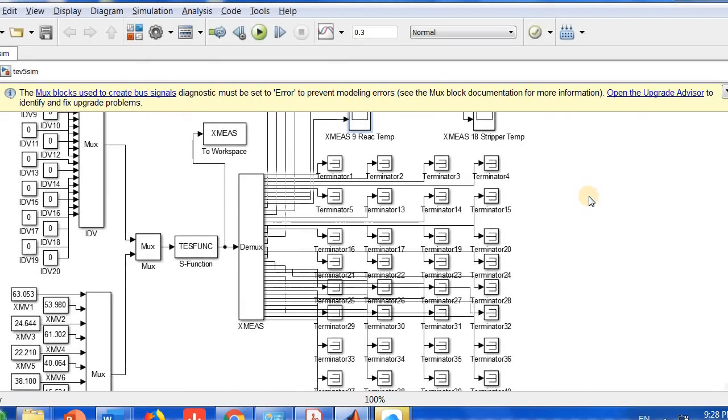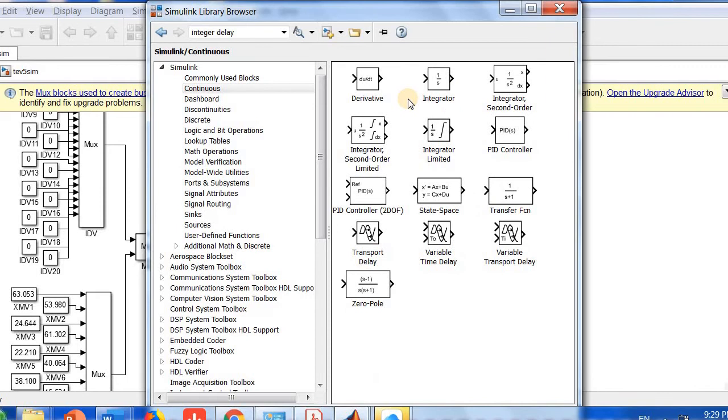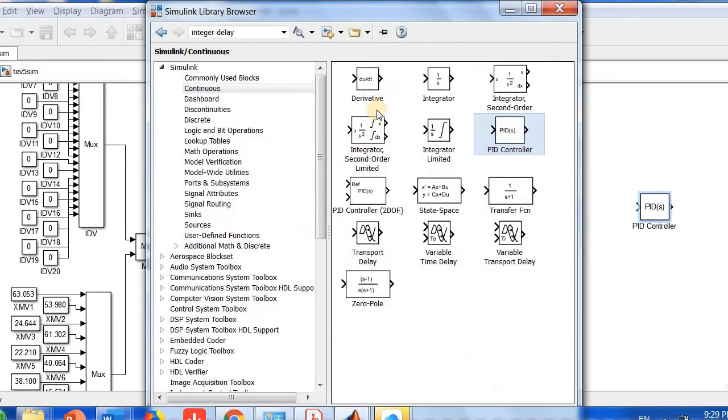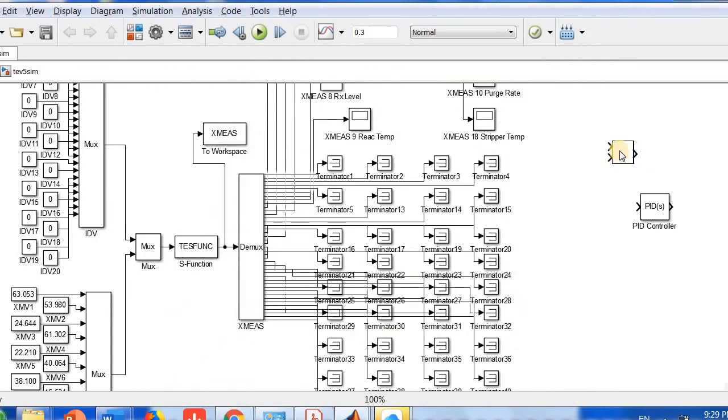So the first thing to have my PID control system, if you remember, you need to go to continuous, and you're going to have the PID controller. So when you have the PID controller in here, okay, where is my PID controller? Yep, it's there. So what do we have? We need also a comparator, by the way. Okay, we need a comparator. So where do you find it? You find it through math operations, and that is where you find a comparator.